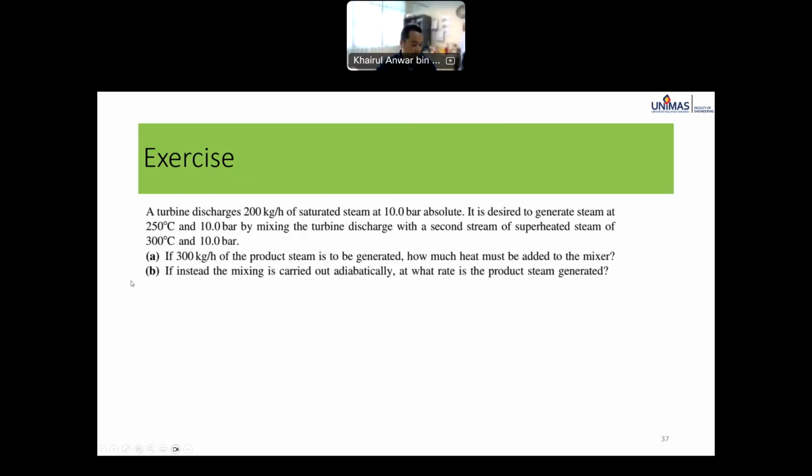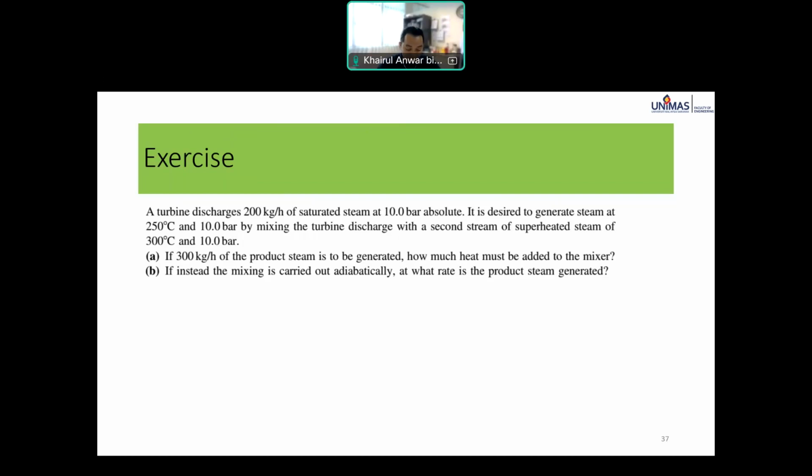So for question A, the final form is Q equal to delta H. Since in the question there is no velocity, you can assume the kinetic energy is negligible, no moving parts in shaft work. There is no delta EK. So the remaining term is Q equal to delta H.